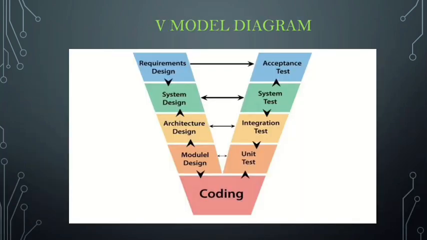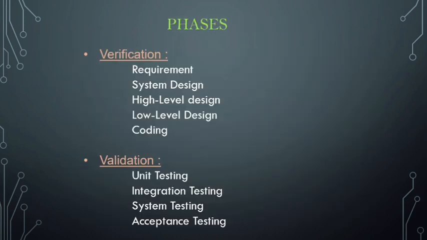This is the diagram of V model. This diagram is divided into two phases, that is verification and validation. The main phases of V model are verification and validation. Verification phase includes requirement, system design, high level design, low level design and coding. Validation includes unit testing, integration testing, system testing, and acceptance testing.